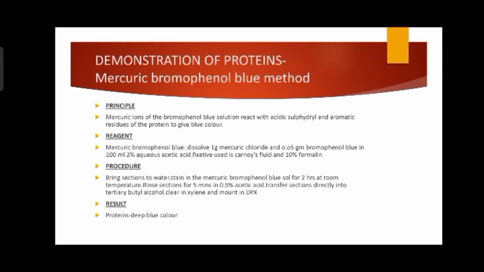Next, about the procedure. Bring these sections to water and stain in the mercury bromophenol blue for 2 hours at room temperature. After that, rinse these sections for 5 minutes in 0.5% acetic acid. Transfer the sections directly into tertiary butyl alcohol, clear in xylene and mount in TPX. You can see the result of a deep blue color in the sections. It shows the presence of proteins.